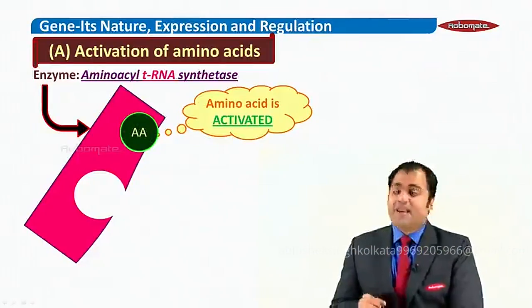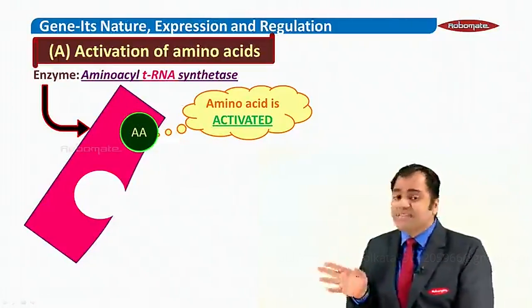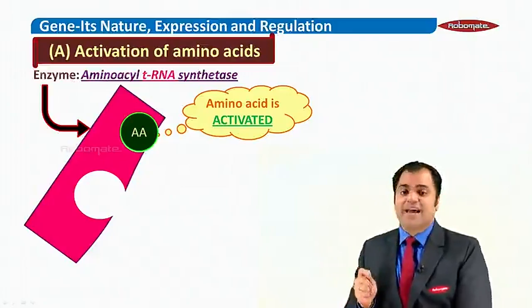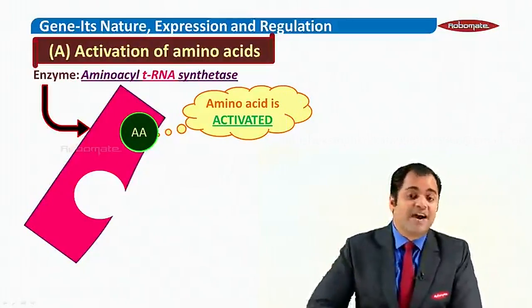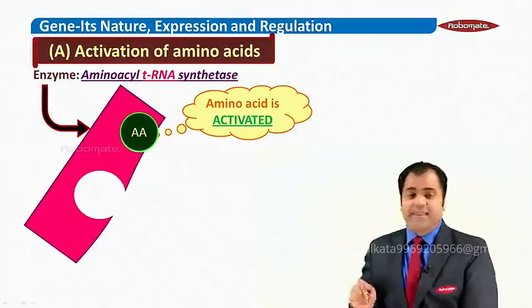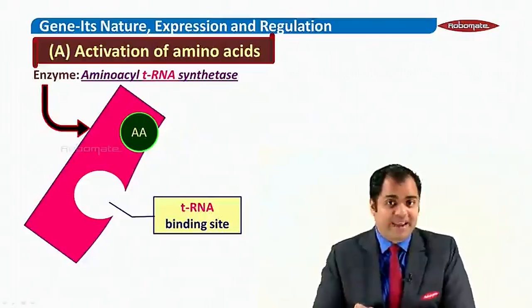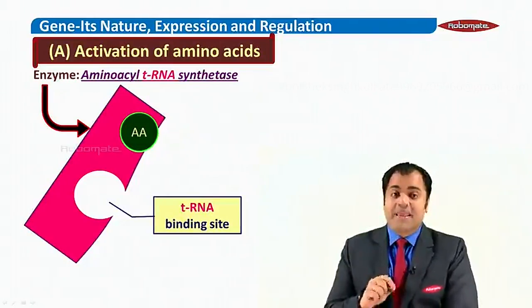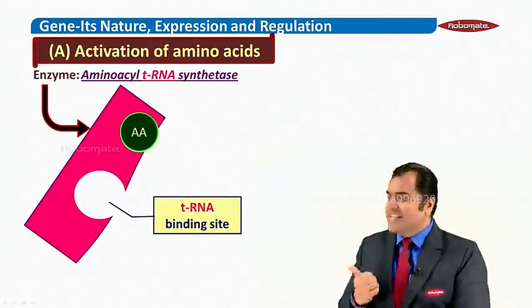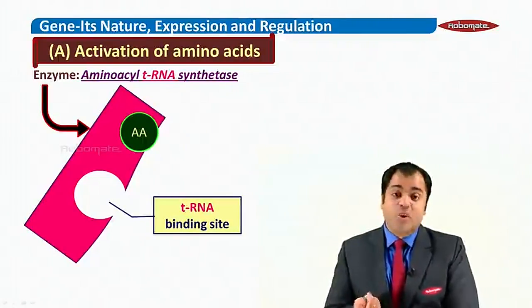Is that okay? Now what we'll do with this amino acid? We have to take this amino acid with the help of that enzyme and put it on the tRNA, right? Look at the other side there. What is that site called? That site is called the tRNA binding site. If you remember, on the tRNA, there was a DHU loop where this enzyme will bind. Is that okay? So let's go ahead and bind it.